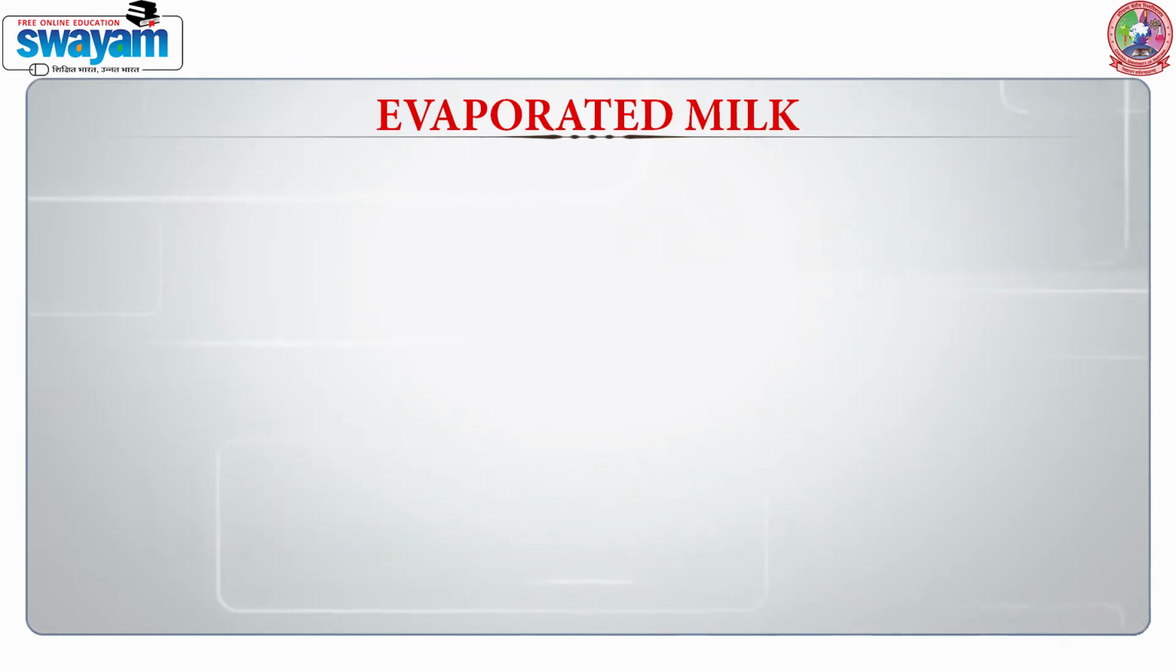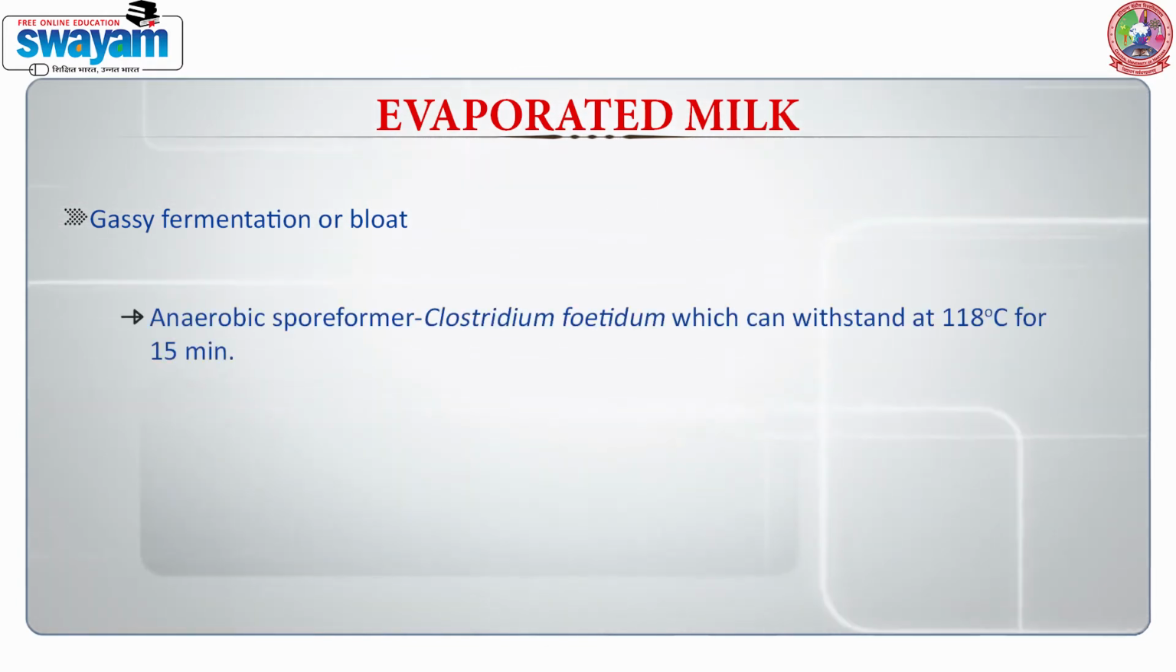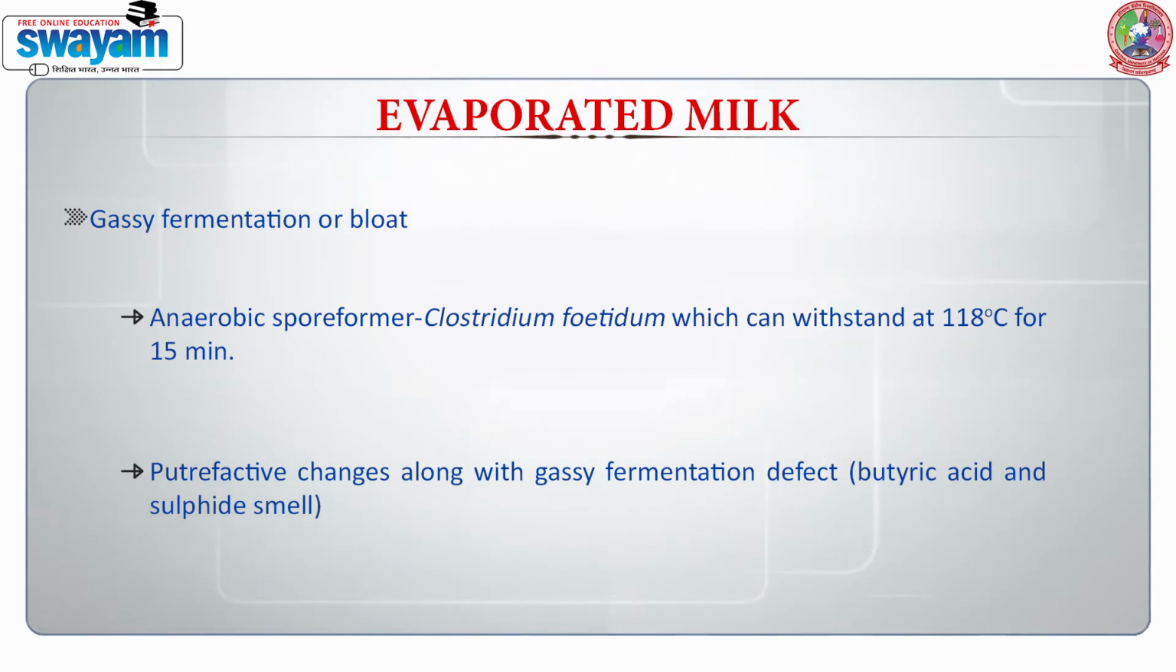Now coming over to the next milk product, that is evaporated milk, which is also known as EVM. Most of the time evaporated milk is associated with gassy fermentations or bloat, and this gas is produced by the anaerobic spore formers, for example Clostridium sporogenes, which can survive heating at 118 degrees C for 15 minutes. Then we have certain types of putrefactive changes which lead to gassy fermentation, and there is production of butyric acid and a sulfite smell.